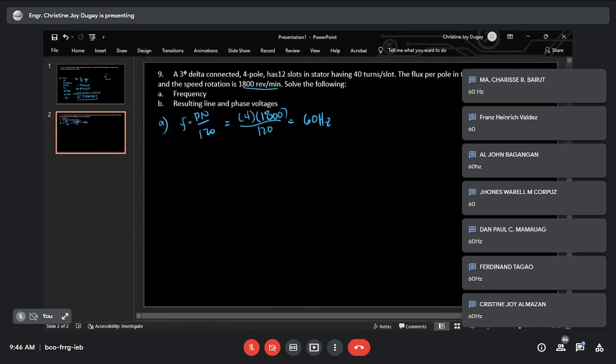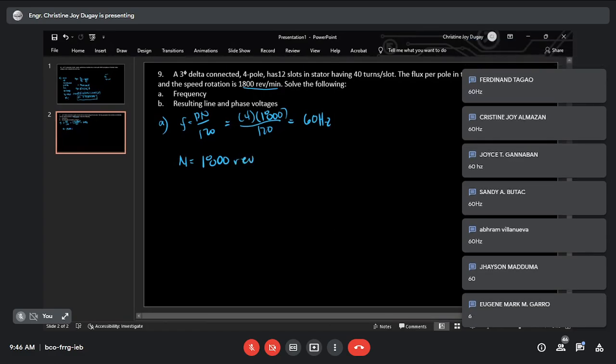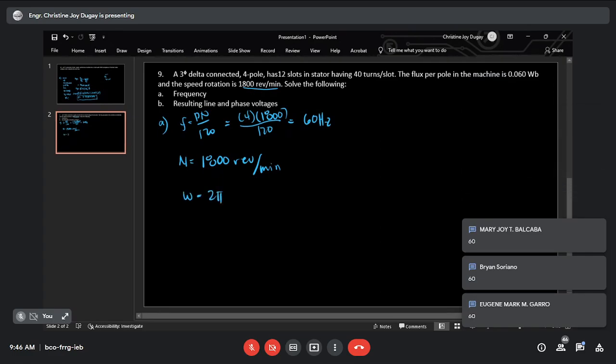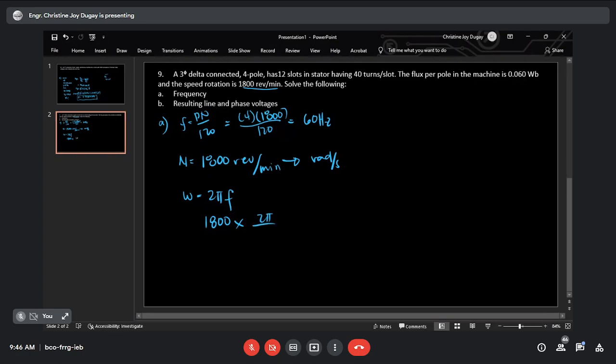If you do not know this formula, meron pang isang paraan. Since ang speed natin is equal to 1,800 revolution per minute, pwede nyo namang kunin ang F natin sa omega, which is equal to 2 pi F. So kunin nyo si omega. Gagawin nyo siya as radian per second. So to do that, that is 1,800. Multiply nyo lang siya kay 2 pi. Sa isang revolution, meron tayong 2 pi and 60 seconds sa isang minuto. So pwede nyo na itong i-solve.